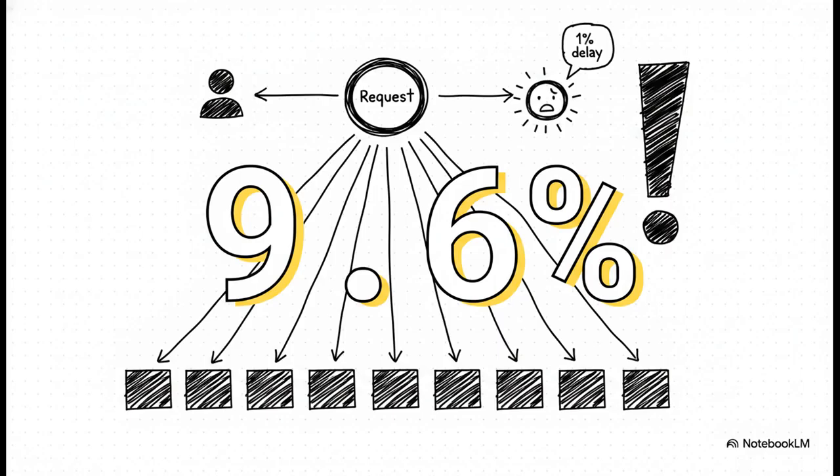If a request fetches data from, say, 10 different shards, and just one of those shards has a tiny 1% chance of hitting an 80 millisecond delay, well, because the overall request has to wait for all 10 to respond, the probability of the entire request experiencing that delay skyrockets to roughly 9.6%. In distributed systems, you're literally only as fast as your absolute slowest dependency.